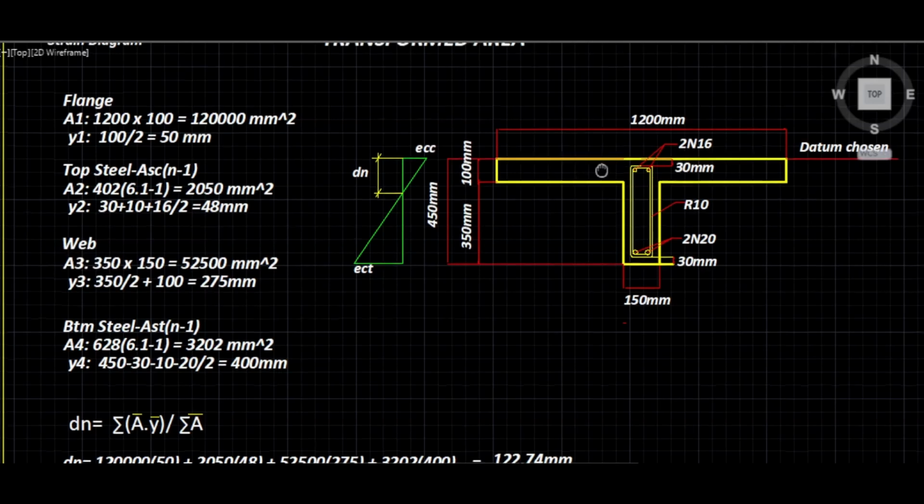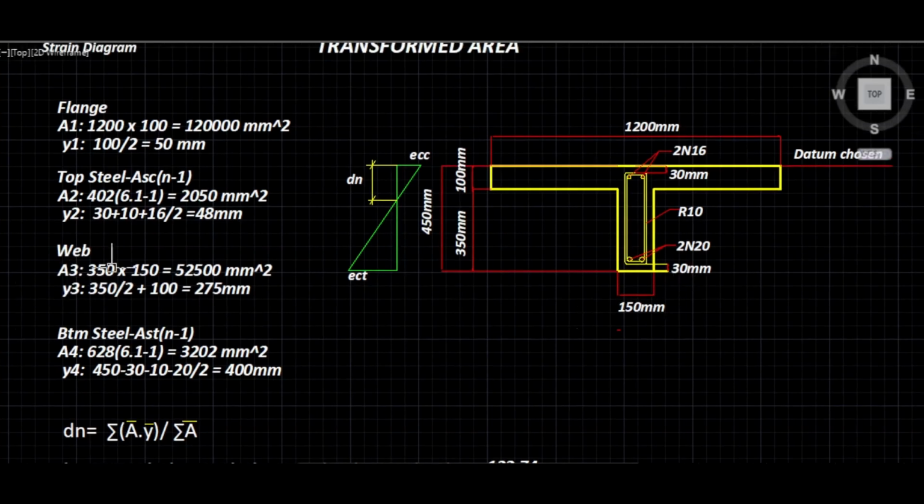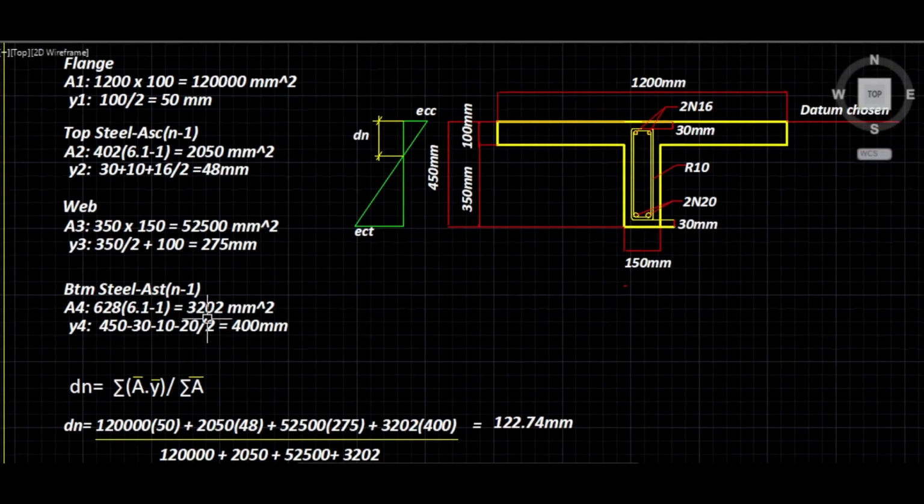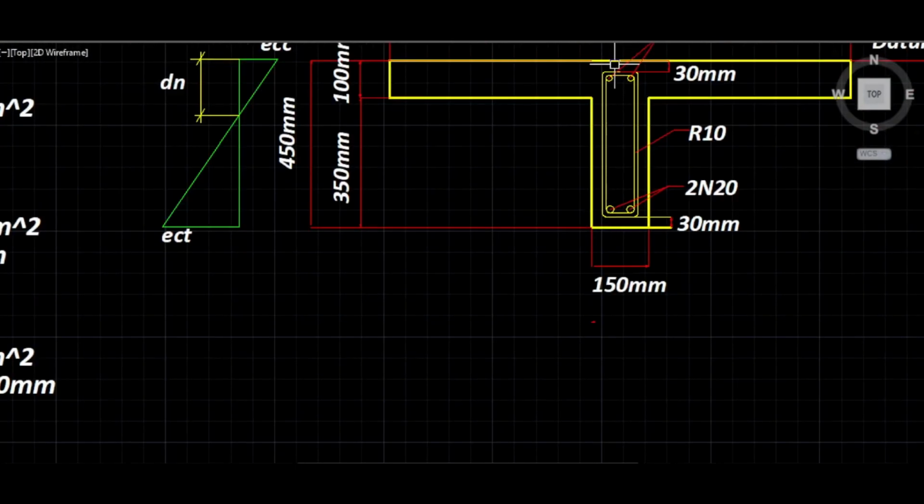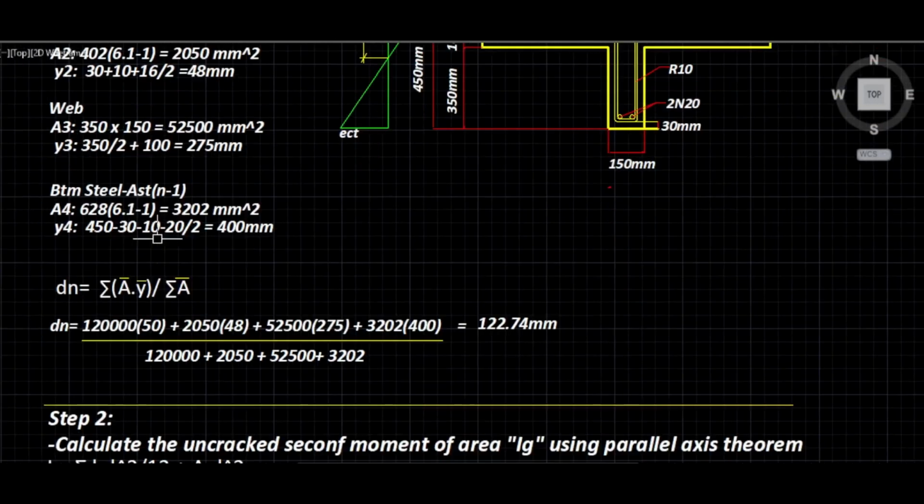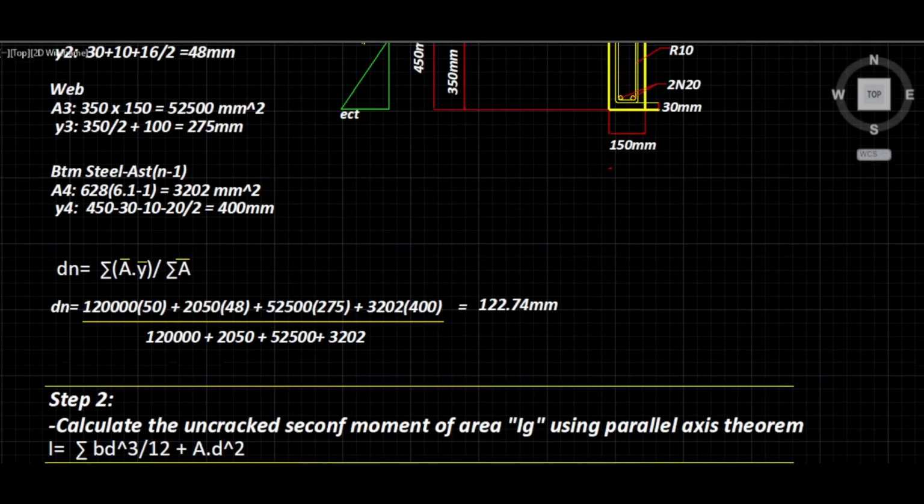And then the web, the area is 350 multiplied by 150, 52,500. And then Y3 is 350 divided by 2 plus 100. And then the bottom steel, again, very similar to what we did to the top steel. So we take it from the center of the bottom steel here, right up to the datum that we have chosen. Okay, I'm guessing you guys understand this so far.